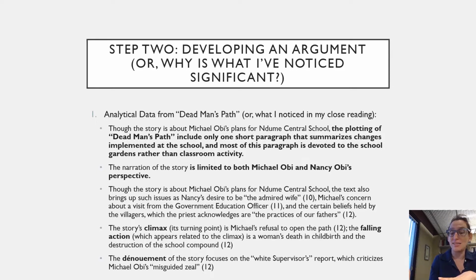While on the other hand, or maybe not on the other hand, maybe it's very similar. When the village priest comes to talk to Michael about the path and why it's a really bad idea to block it off, he acknowledges that the villagers want that path open because they hold those beliefs based on the practices of our fathers. It's not because these are true; it's because this is a legacy. The villagers believe this because their fathers before them believed that. And that's an interesting sort of hierarchy. You can compare that to Michael's desire to be admired by the government education officer, right?